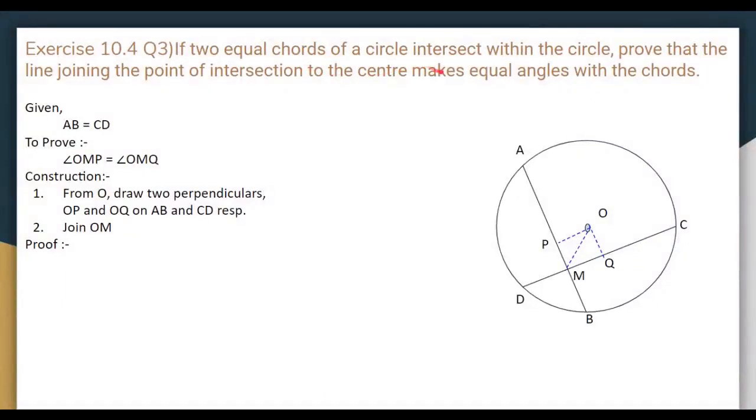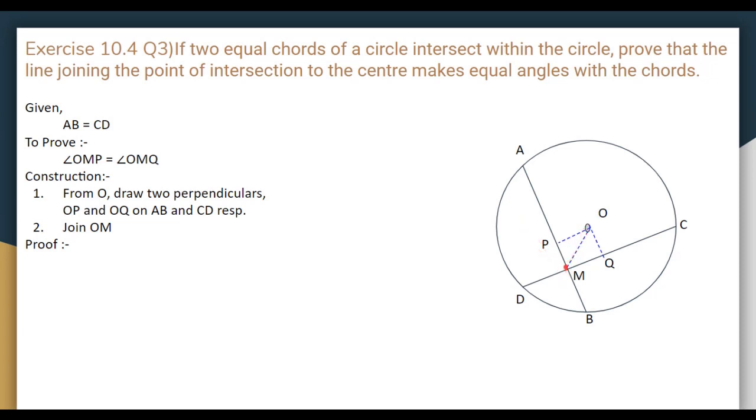Equal chords of a circle intersect within the circle. Two equal chords AB and CD intersect within the circle at point M. Prove that the line joining the point of intersection to the center, मतलब ये वाली OM, makes equal angles with the chords.